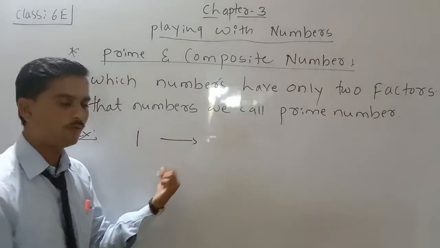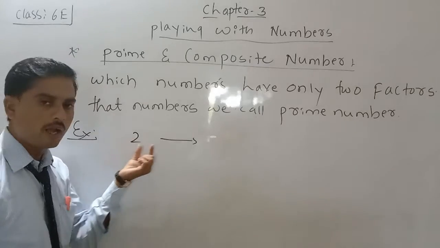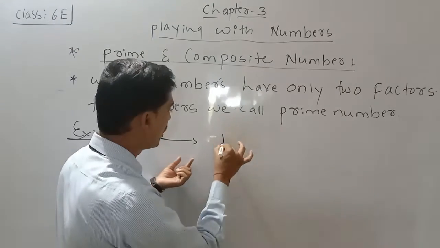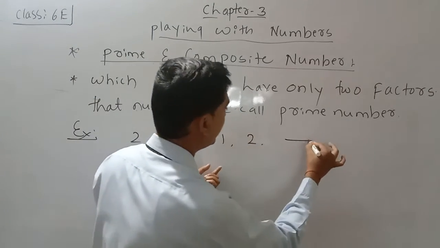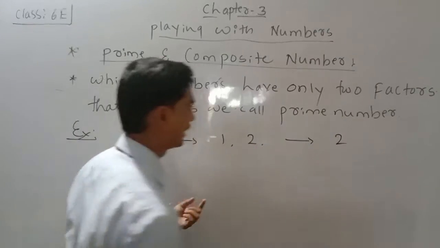Okay. Now, for example, how many factors does 1 have? Sir, 1 has only 1 factor. Leave it. Come to the second. How many factors does 2 have? Sir, 1 and 2. Then total how many factors? 1, 2. 2 factors. Yes.